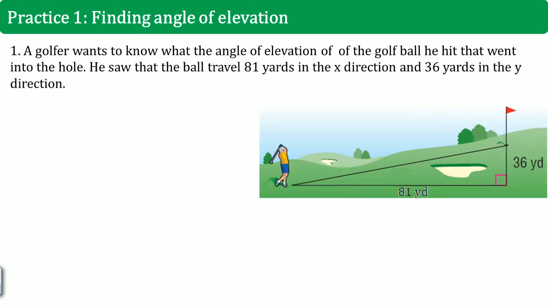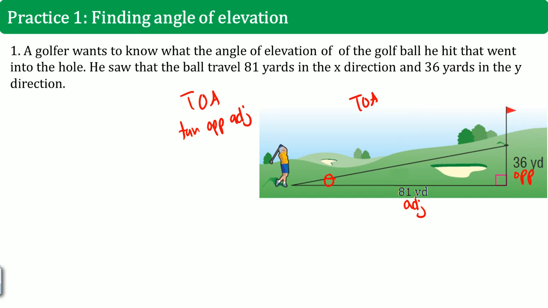Let's go over it. Number 1. A golfer wants to know the angle of elevation of the ball that he hits into the golf hole. He knows that the ball travels 81 yards in the x direction and 36 yards in the y direction. So let's label it. I want to find the angle of elevation, so it's this theta. Label what you have. 81 yards is your closest one, so that is going to be your adjacent, and 36 is your opposite. Opposite and adjacent, that is going to be your TOA, which is going to be your tan, opposite, and your adjacent. Again, I do these steps every single time because that helps me stay organized.